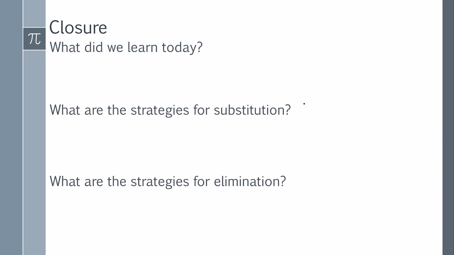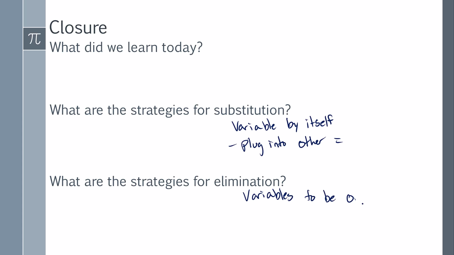So concluding today's lesson, we solved a system of linear equations using both the substitution method and the elimination method. Now the strategy for the substitution method is you want a variable by itself. And once it's by itself, you can plug it into the other equation. And then what are the strategies for elimination? You want the variables to be opposites, meaning one positive, one negative, and they have the same coefficient. Now, if they're not opposites, you're allowed to multiply an equation by a number to make it into the opposites.